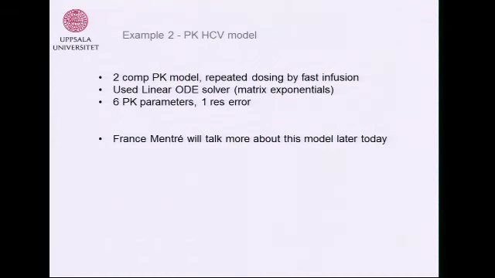Another example, France will talk more about this. This was the PK part of this HCV model that Sergey showed as well. And it's a 2-compartment model, repeated dosing by a fast infusion. We used a linear ODE solver, so just matrix exponentials to calculate this ODE system. There were 6 parameters, 1 residual error, and I think it was additive in this example.